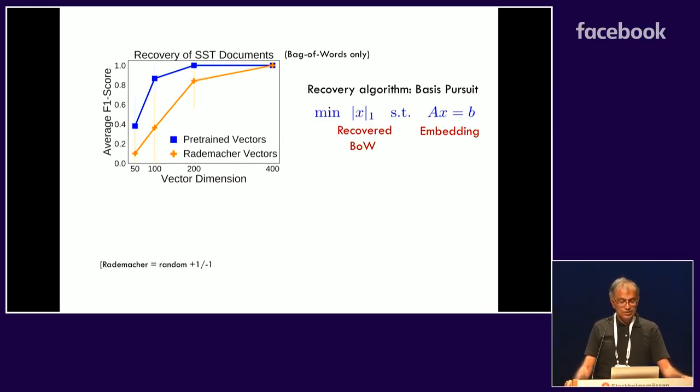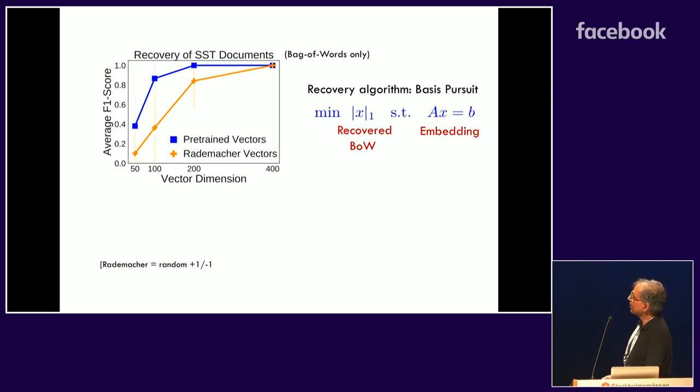words. So we use the canonical sparse recovery algorithm, basis pursuit, where you're trying to find X, the bag of word vector, and you're minimizing its L1 norm, right? That's the relaxation of the number of coordinates that are non-zero, such that A times X, the vector you're finding X, A times X should be the embedding you're given, right? The sum of word embeddings. So that's a recovery algorithm.